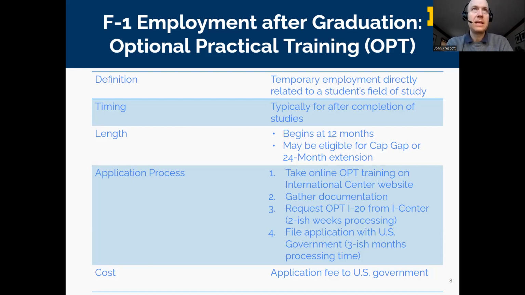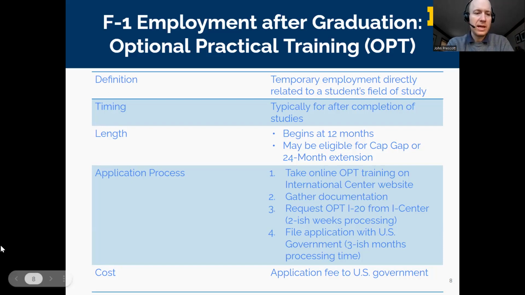By the way, CPT and academic training, I referenced those earlier. Those do not require government adjudication involvement. You're not applying with the US government for academic training if you're a J1 student, or CPT if you're an F1 student. So those take a couple weeks processing time and are fully handled by the International Center.